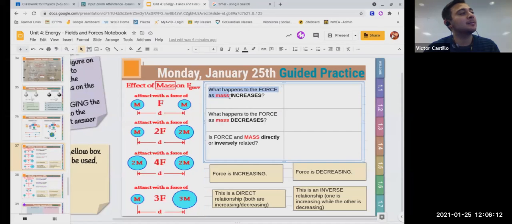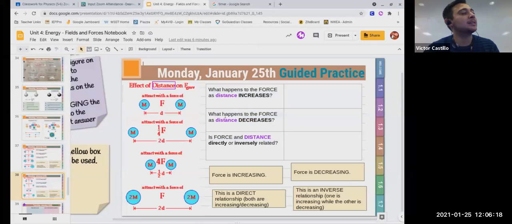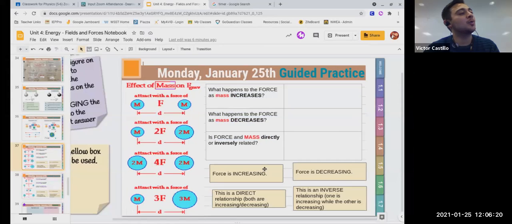What happens as mass increases? What happens as mass decreases? Are force and mass directly or inversely related? And the same thing for slide 38. I want you to answer the questions by dragging the yellow box to the respective question.